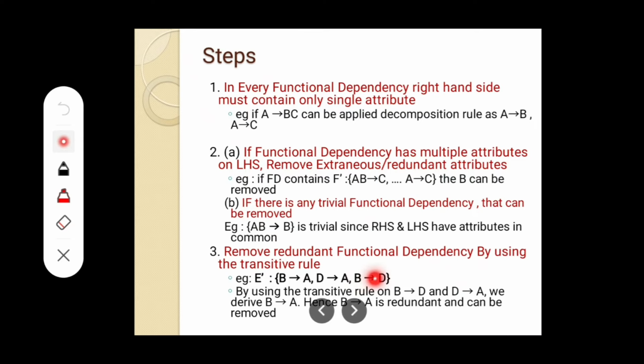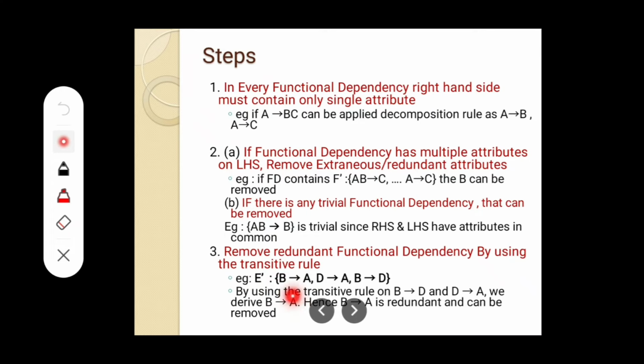We can directly write B determines A. That is the transitive rule. So B determines A in the variant is already there, so this must be eliminated. This can be eliminated. But if we get a transitive dependency inference here, that can be removed.